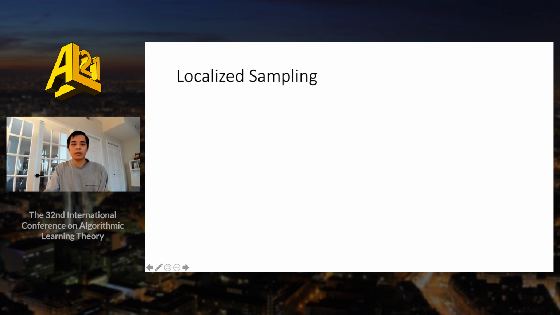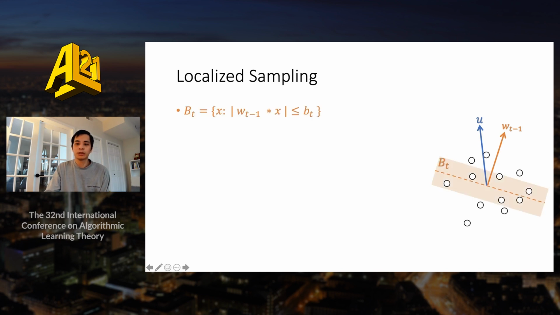Okay, let me talk about localized sampling first. Just suppose these are the unlabeled data, and this is the ground truth u. And we have a current iterate w_{t-1}. We will construct a band B.